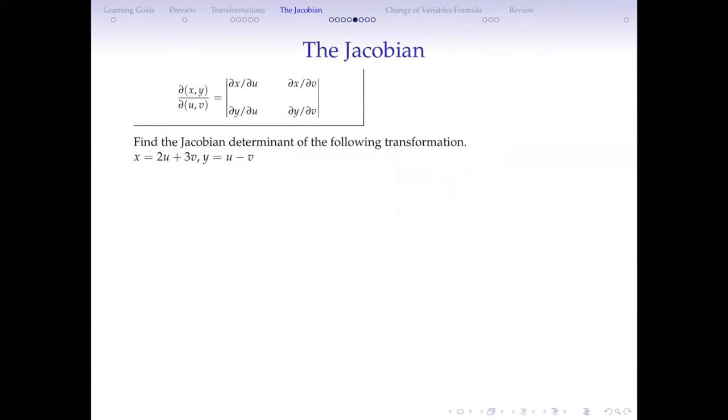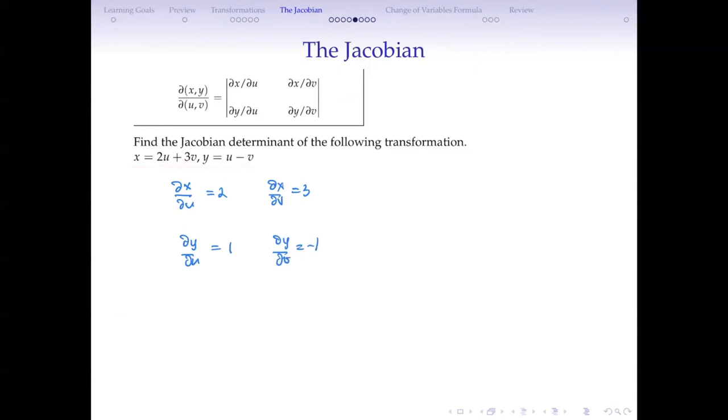Okay, so let's just try to calculate some of these Jacobian determinants. Let's do an example. Let's take the example of that linear transformation we looked at that mapped a square to a parallelogram. In order to compute the Jacobian determinant, the way I set this up is first compute all the derivatives. So dx/du is 2, dx/dv is 3, dy/du is 1, dy/dv is -1. I'm getting these partial derivatives from these formulas up here.